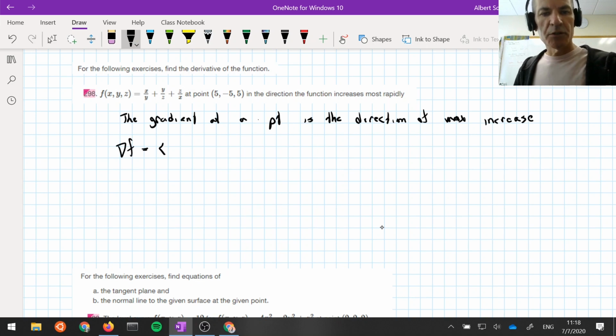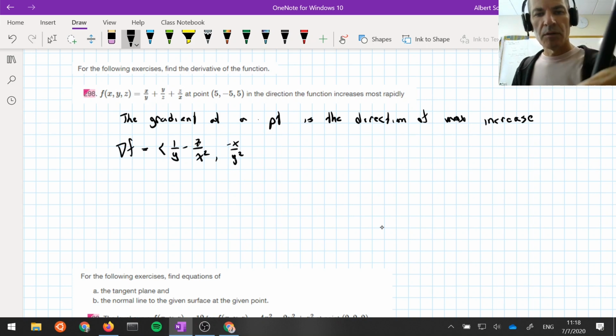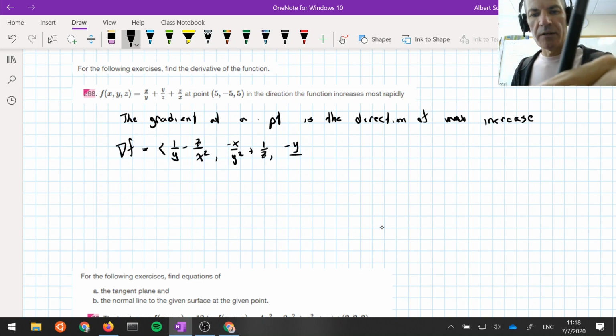That's the vector of first partial derivatives. The partial of this thing with respect to x is 1 over y minus z over x squared. We have an x in this term and we have an x in this term. And we have the partial with respect to y, so that's minus x over y squared plus 1 over z. And last, the partial with respect to z, we have minus y over z squared plus 1 over x.